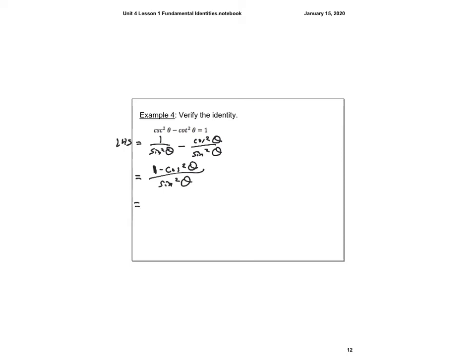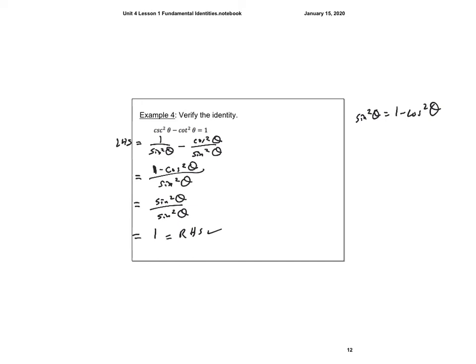All right, so now you decide what to do here. If you know that we've already rewritten this before, we said that 1 minus cosine squared theta is the same thing as sine squared theta, right? So we can replace 1 minus cosine squared there with sine squared. And then that gives us 1, which is the right-hand side. So it does work.